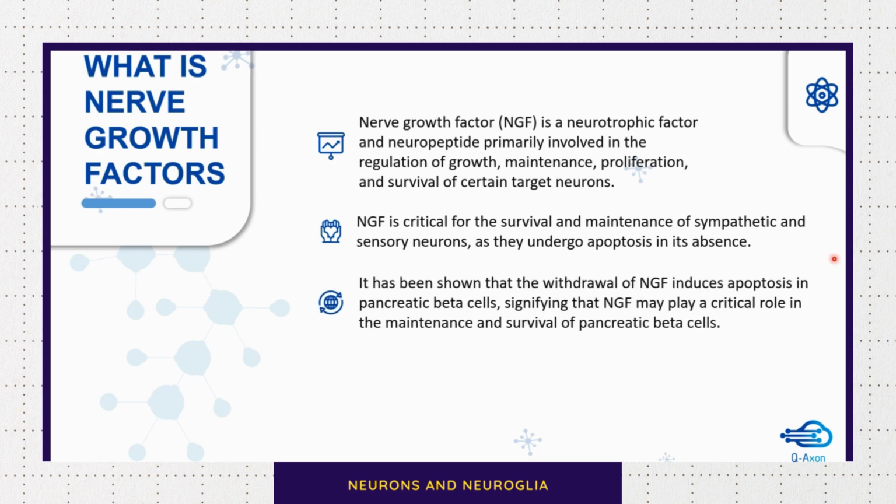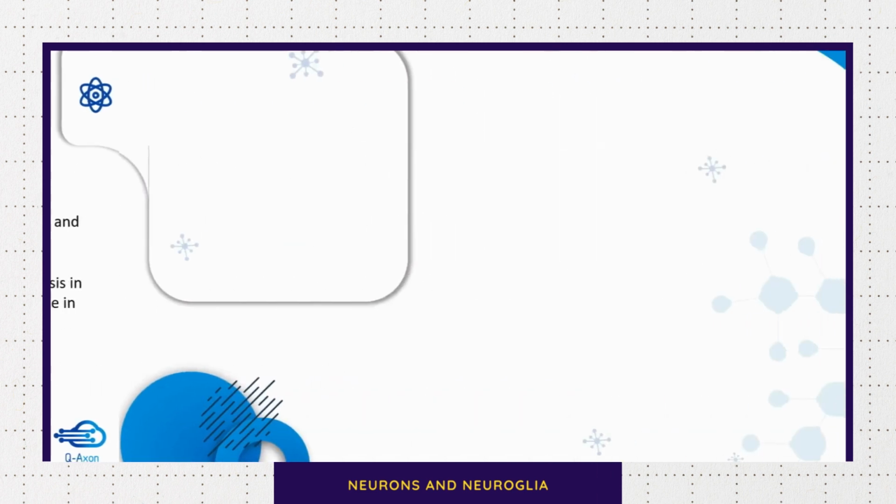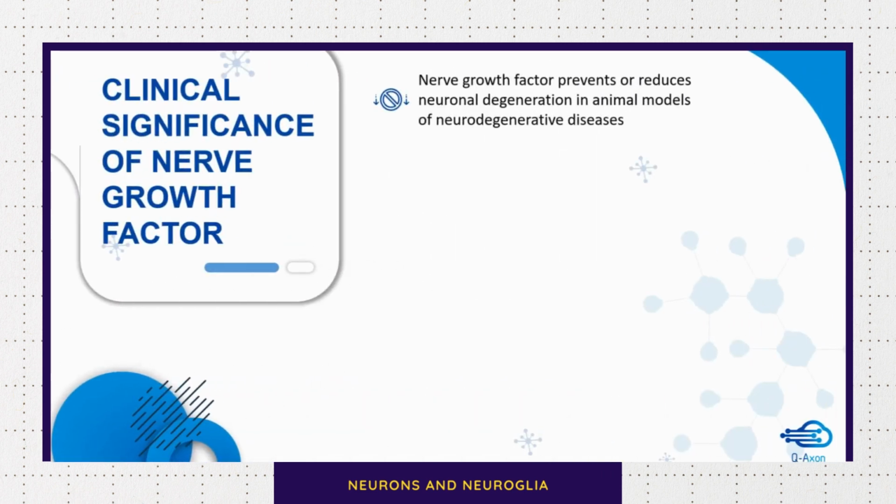For example, withdrawal of NGF leads to apoptosis in pancreatic beta cells, which means that NGF has a role to play in the context of diabetes mellitus. So this is being explored in research. Likewise, NGF plays a very important role in both innate and acquired immunity. NGF is being investigated in the context of neurodegenerative diseases such as Alzheimer's and Parkinson's, where currently therapeutic options are limited.